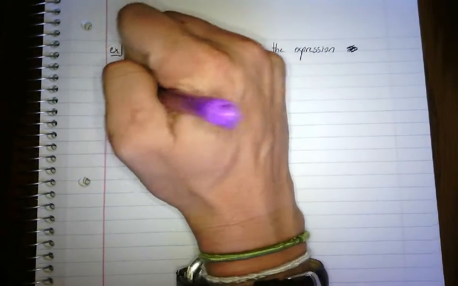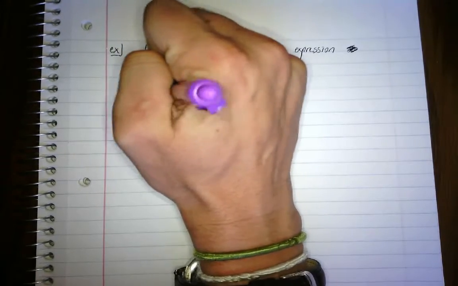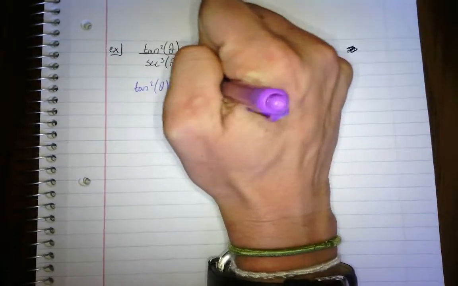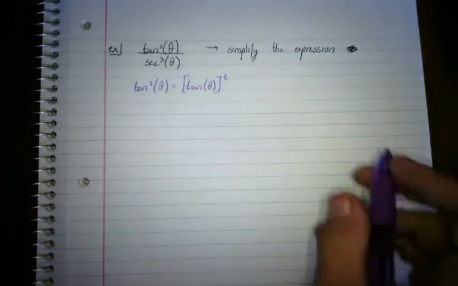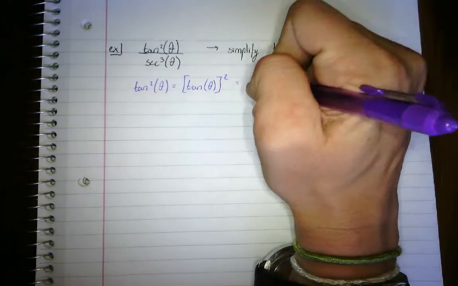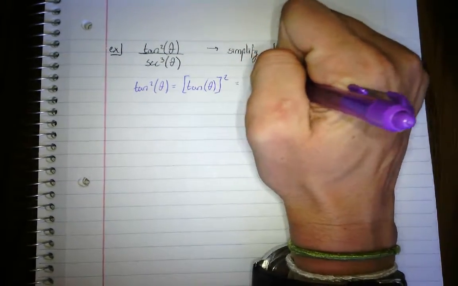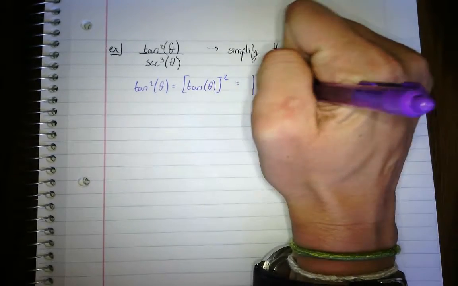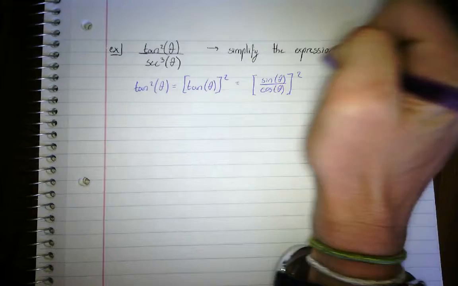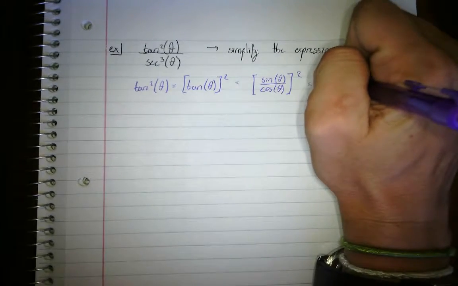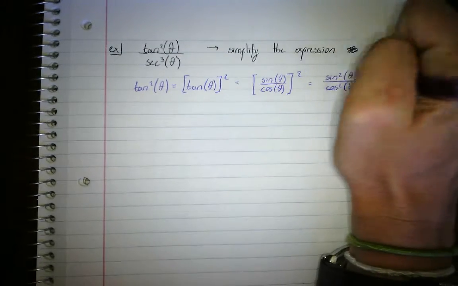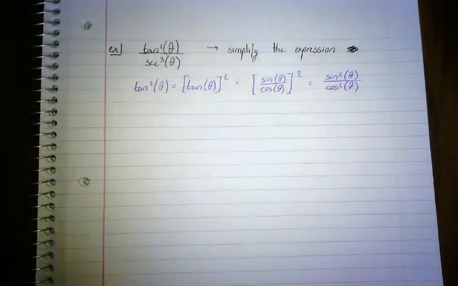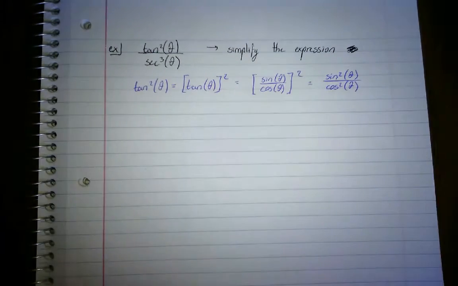We have that tangent squared of theta is just the tangent of our angle squared. Just a notation thing. And we know that tan squared of theta is going to be the sine of our angle theta divided by the cosine of our angle theta, and this whole thing is squared. If we wanted to show it in good notation, we would put that square back with each individual one. So I just distributed the square to each. So our tan squared theta is just sine squared of theta divided by cosine squared of theta.